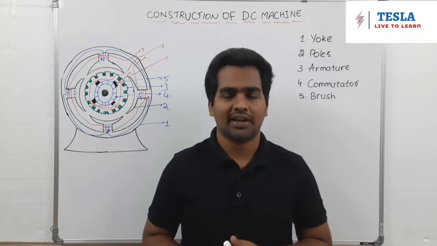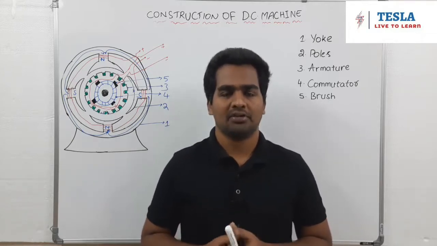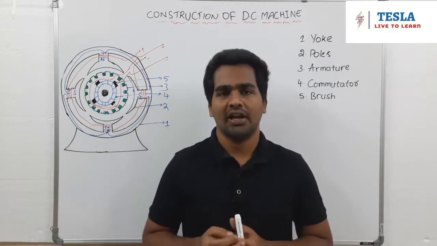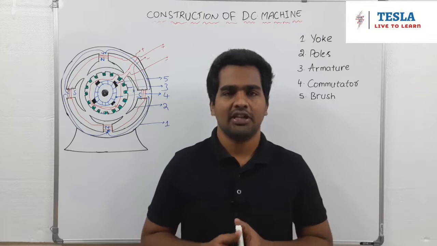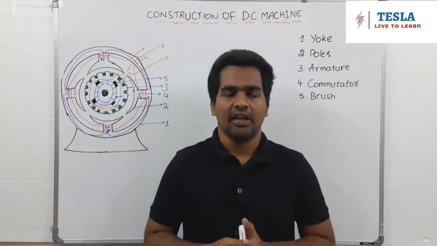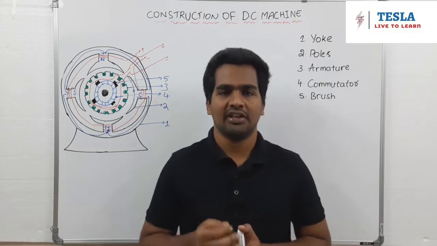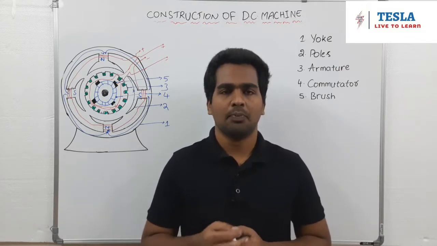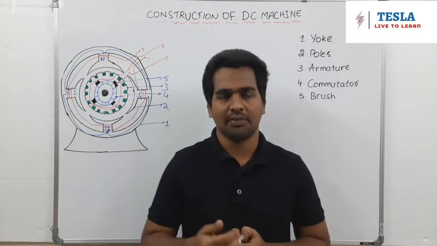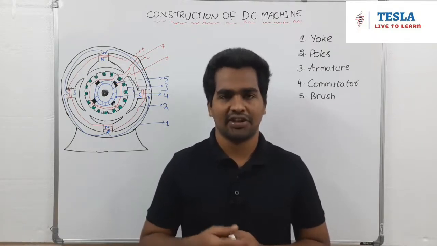In the previous lecture, I discussed the working principle of a DC generator. In this video, I am going to discuss the construction of a DC machine. The construction of both DC generator and DC motor is the same. The only difference is the input given. If the input is electrical energy, it acts as a motor. If the input is mechanical energy, it acts as a generator.